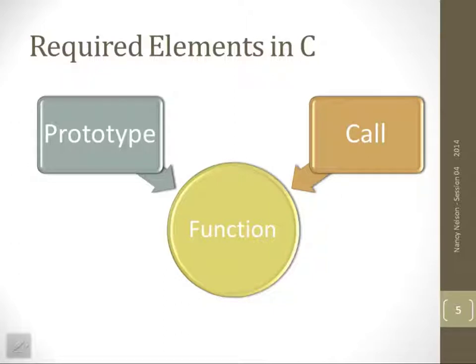Now when we start talking about writing functions for our C programs, we need to consider three main things: being able to write the function itself, being able to prototype it, and being able to actually call it. We're going to talk about these three elements in the next session.